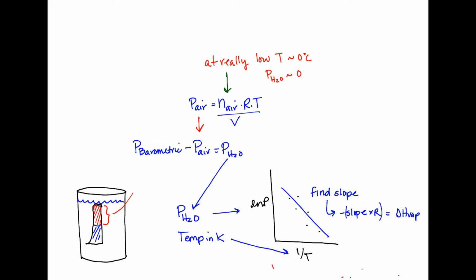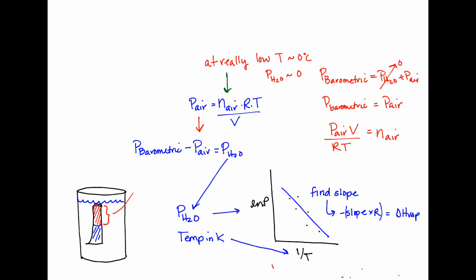And when that's true, the barometric pressure, or the room pressure, which is normally the vapor pressure of water plus the vapor pressure of air, this one goes to 0 at that low temperature. And so the barometric pressure is equal to the pressure of just the air. We can then use that pressure of air, measure the volume, divide it by R and T, and we can find the moles of air.